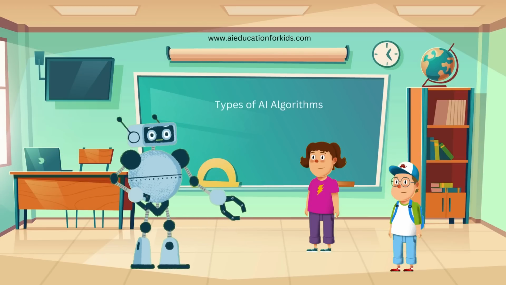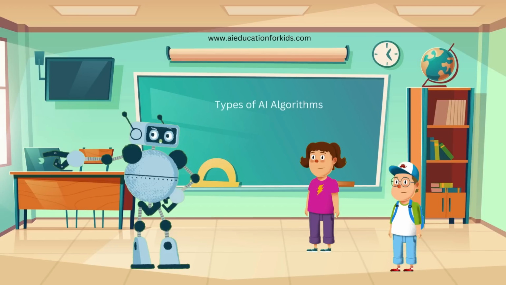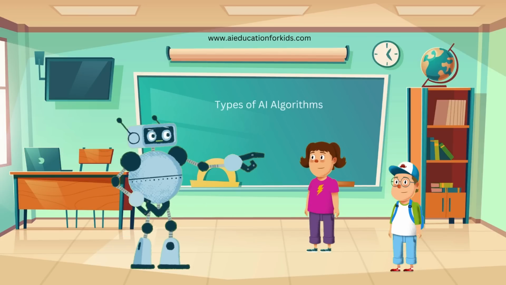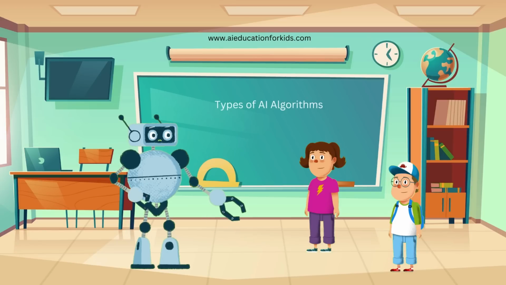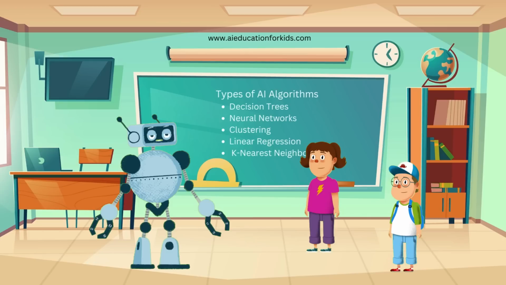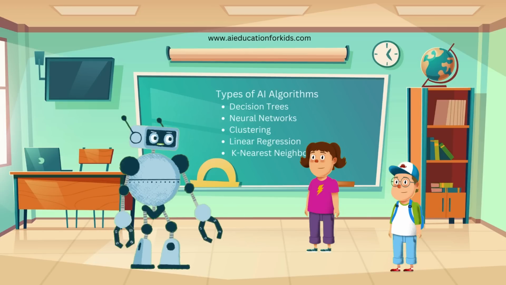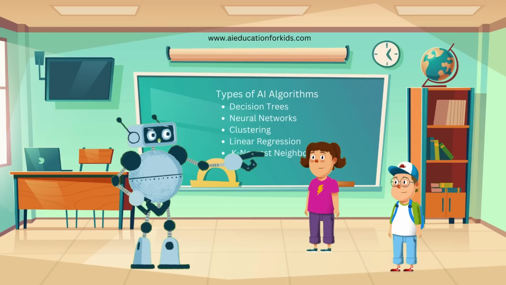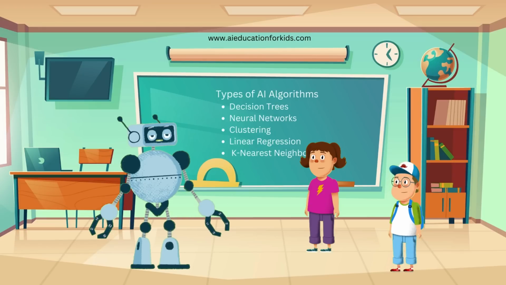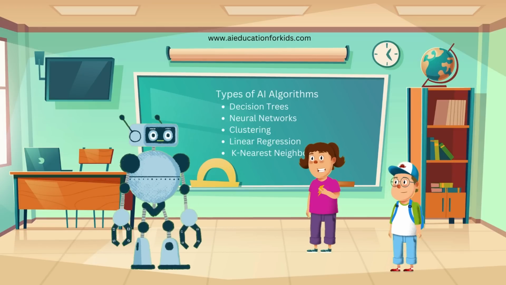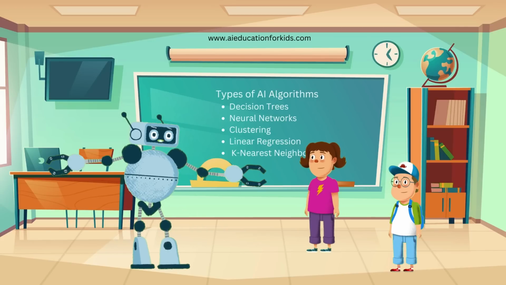Now, let's talk about the different types of AI algorithms. There are many kinds of AI algorithms, and each one is like a special tool designed to solve different kinds of problems. The common ones are decision trees, neural networks, clustering, linear regression, and k-nearest neighbors. Can you show us how some of these work? Absolutely, Jenny. Let's explore each one with a fun example.